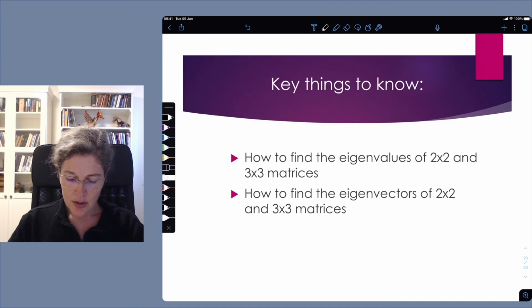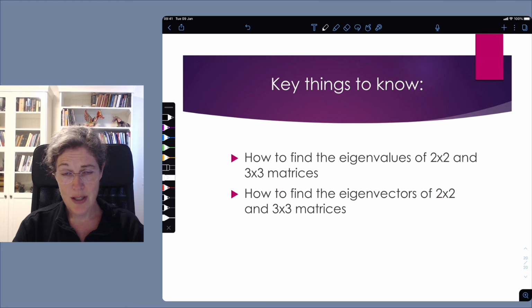Okay, so key things to know. Please make sure that you can find eigenvalues of 2 by 2 and 3 by 3 matrices. If I give you a 3 by 3, I'll make sure that it's a nice one that has lots of zeros, so it's not going to be too hectic. And then once you know how to find eigenvalues, make sure that you can find eigenvectors as well.